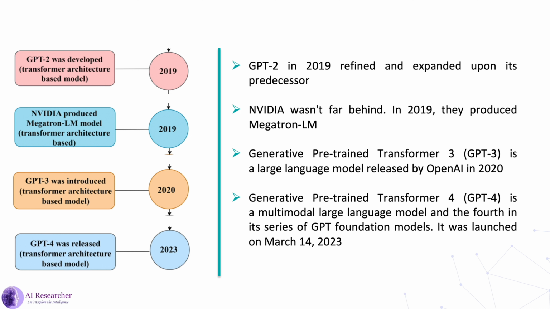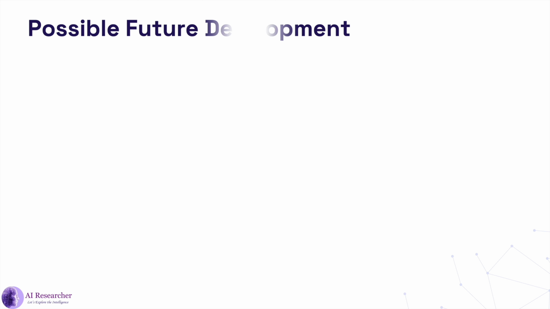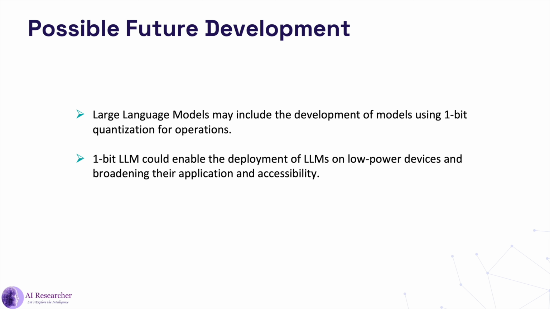And then GPT-4 is the fourth series of GPT, and it is a multimodal large language model, launched in 2023. With such fast progress in generative AI since 2018, we can possibly have a one-bit LLM very soon, and these models could enable development on low-power devices such as smartphones at lower expense.